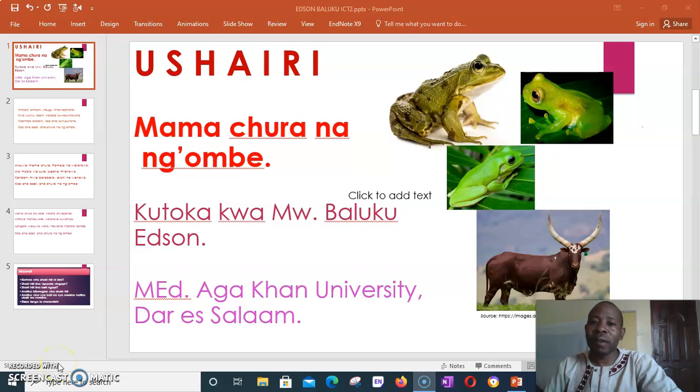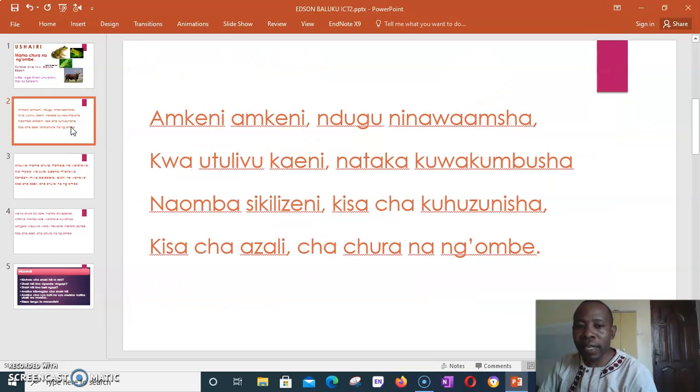When you look at our first page, you can see a frog with its young ones, and below you can see a cow. So the title of our poem is Mama Chura na Ng'ombe. Listen attentively as I recite this poem, and after I shall have to ask you questions. And after answering these questions, then you will have to answer the remaining ones alone in written.